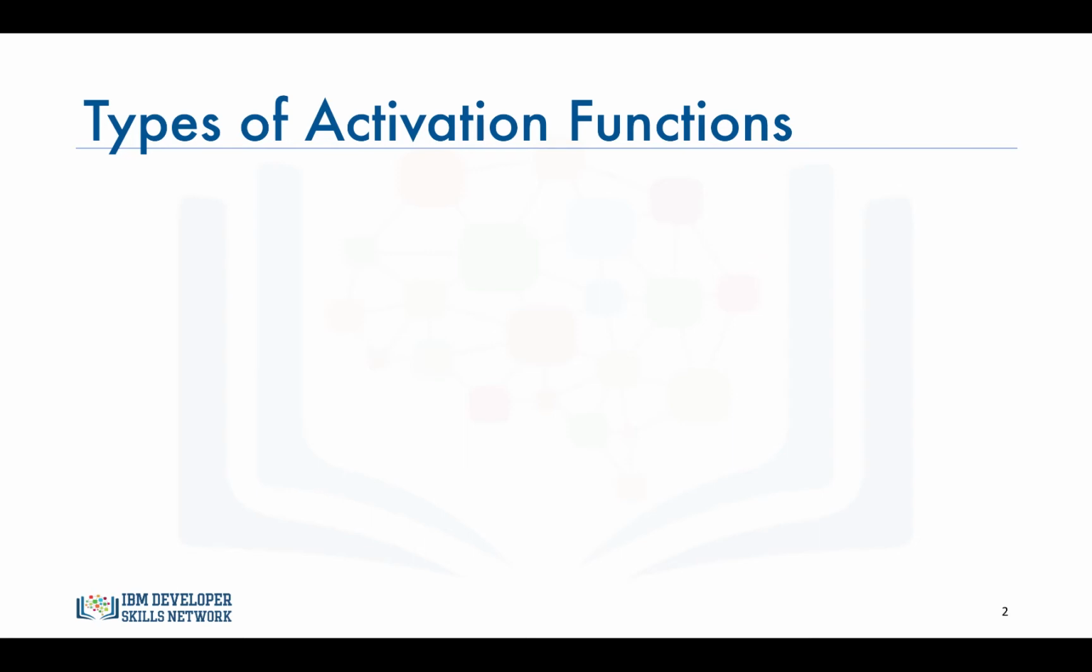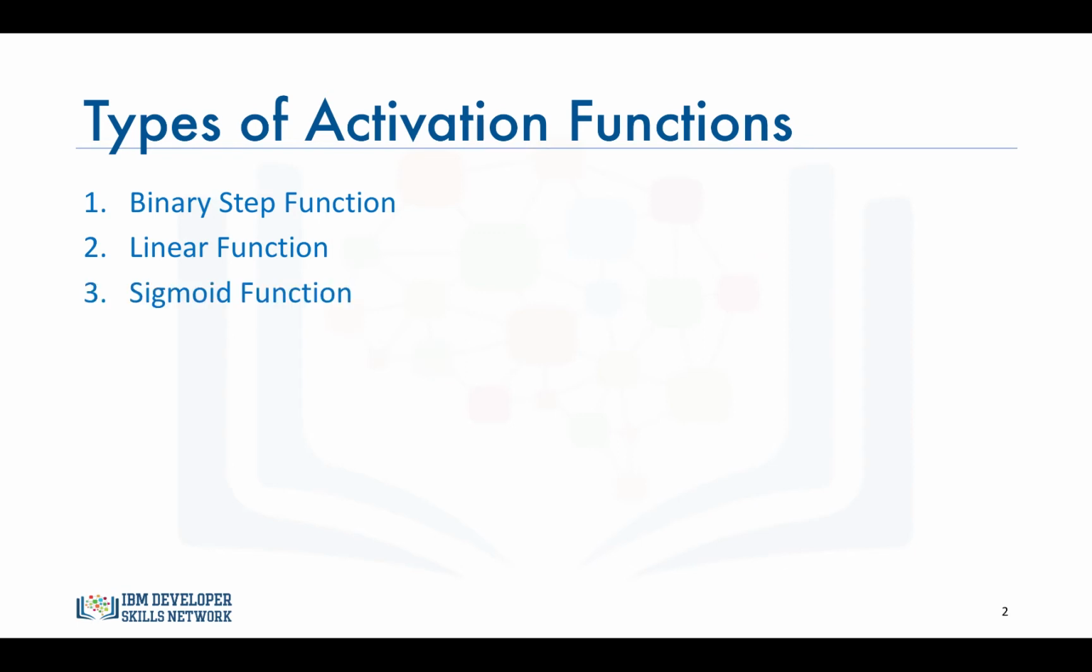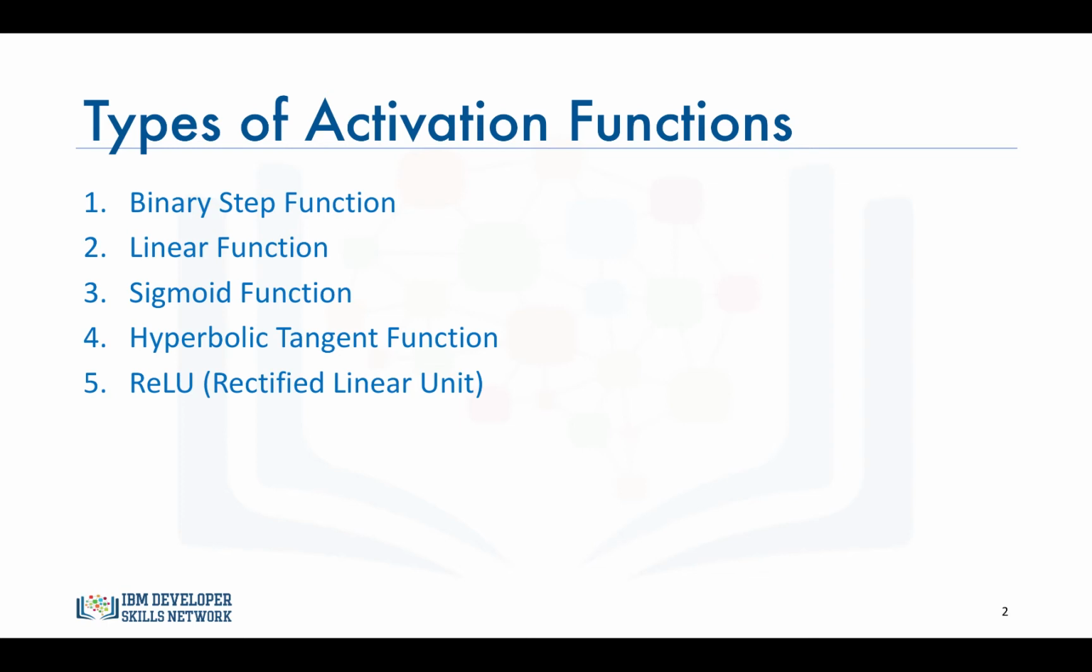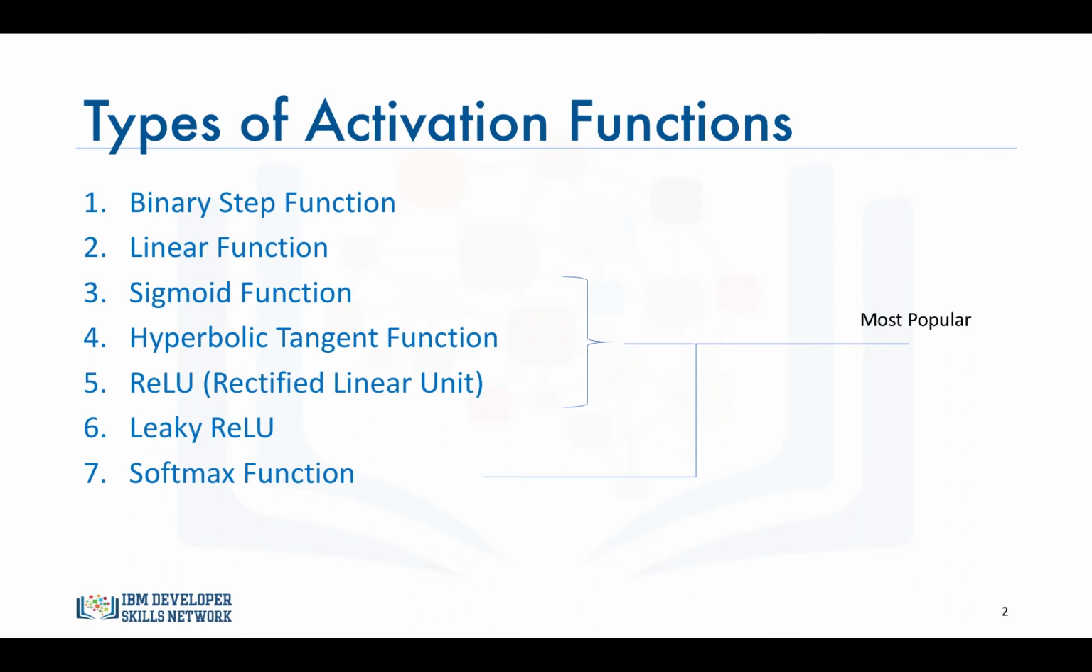There are 7 types of activation functions that you can use when building a neural network. There is the binary step function, the linear or identity function. There's our old friend, the sigmoid or logistic function. There's the hyperbolic tangent or tanh function, the rectified linear unit ReLU function, the leaky ReLU function, and the softmax function. In this video, we will discuss the popular ones, which are the sigmoid, the hyperbolic tangent, ReLU, and the softmax functions.